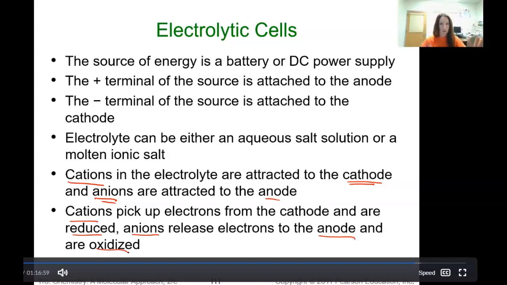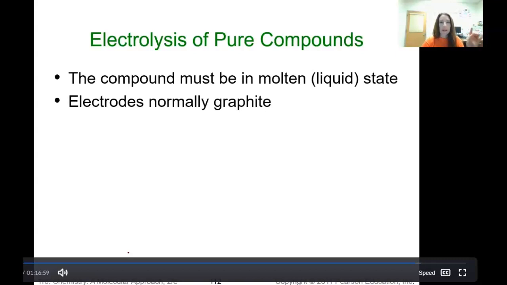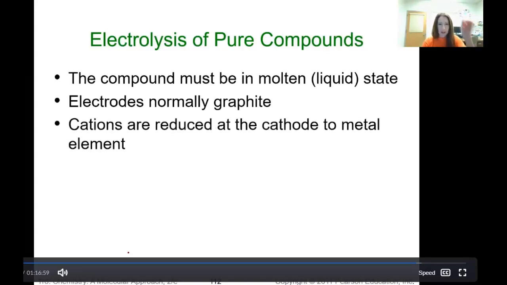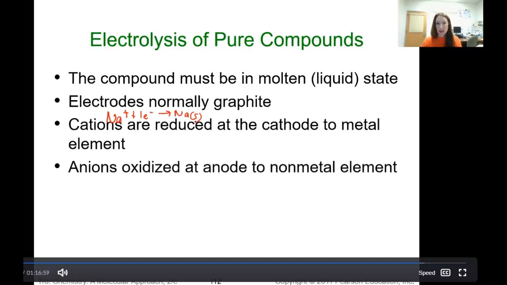So let's look at what that means. Okay, so a lot of times these electrodes are going to be graphite, and the cations, so like, I'm just going to say Na because we're going to see it in a second. So Na cations are going to be reduced at a cathode to the metal element. So they're going to be reduced, Na+ to Na. Let me just put the electron on here so you see it. So they're going to be reduced at a cathode to their metal. And the anions are going to be oxidized at the anode to the non-metal element. And so this one would be like, well, you could do it with Cl.